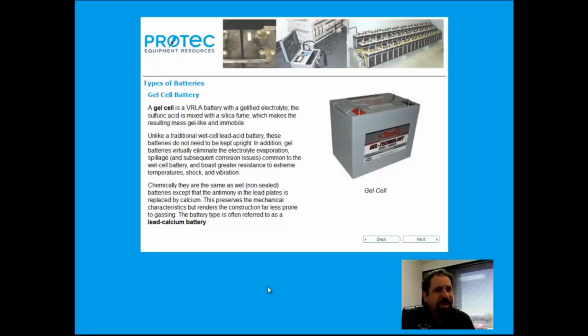Chemically, they are the same as wet batteries, except that the antimony in the lead plates is replaced by calcium. This preserves the mechanical characteristics but renders the construction far less prone to gassing. The battery type is often referred to as a lead-calcium battery.